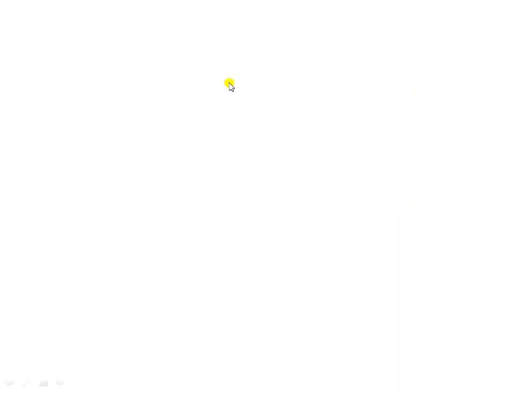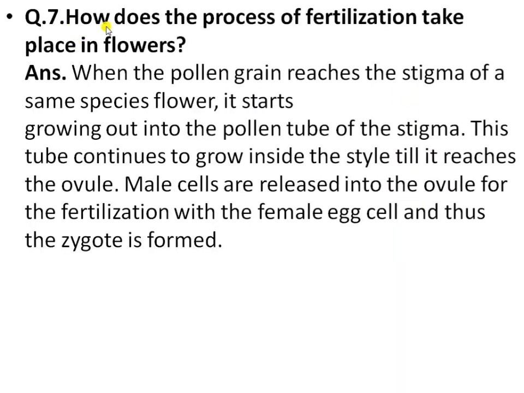Next is question number 7. How does the process of fertilization take place in a flower? Firstly, when the pollen grains reach the stigma of a flower of the same species, the pollen starts growing out into a pollen tube. Fertilization is a process in which the male gamete fuses with the female gamete. Then they form a zygote.